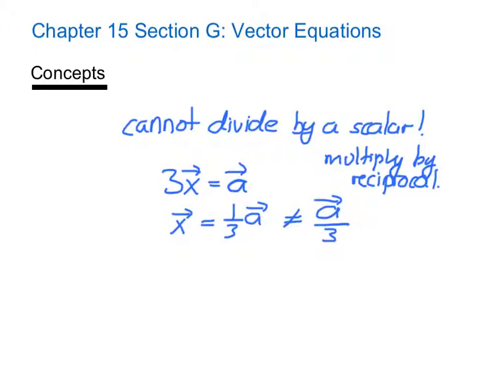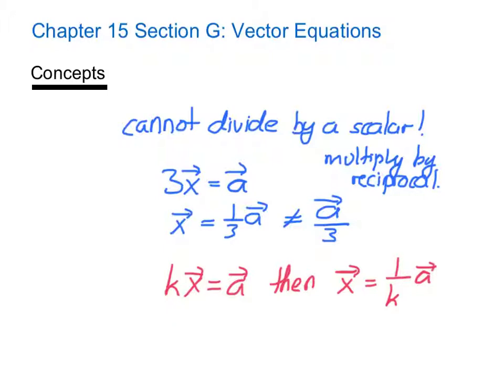And to just reiterate this one more time and to put it into general terms, if I have a scalar k and I multiply by vector x to get vector A, then we have vector x is equal to 1 over the scalar k times vector A. And so let's take a look at an example problem.